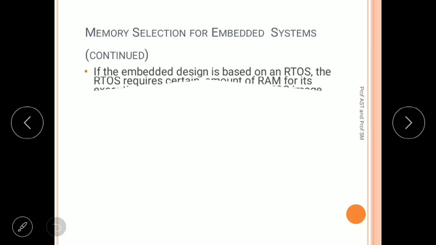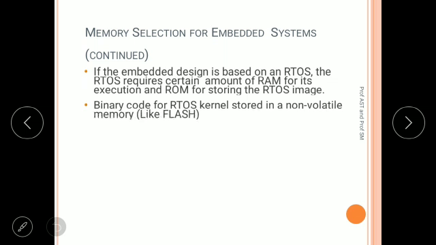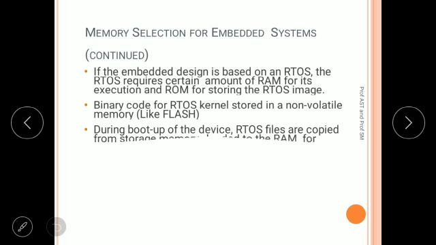Next, if the embedded design is based on an RTOS, the RTOS requires a certain amount of RAM for its execution and RAM for storing the RTOS image. The binary code for the RTOS kernel is stored in a non-volatile memory like flash. During boot up of the device, RTOS files are copied from the storage memory, that is from ROM, and then loaded into the RAM for execution. A smartphone with the Windows mobile operating system is a typical example of an embedded system device with an OS.